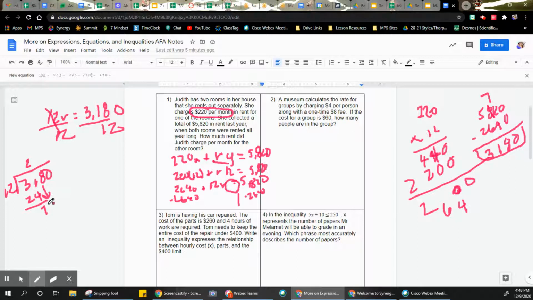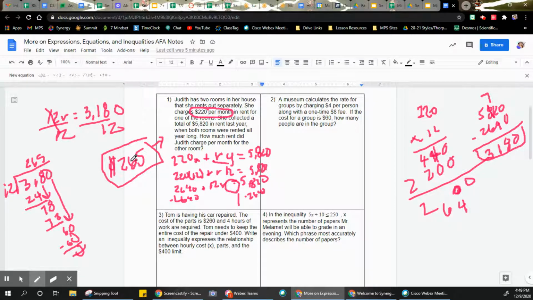Bring my 8 down. 12 is going to go into 78 6 times. 6 times 2 is 12. Carry the 1. 6 times 1 plus 1 is 7, so 72. 78 minus 72 is going to give me 6. Bring the 0 down. 12 goes into 60 5 times. So minus 60 is 0. That means she rented the other room out for $265 a month. So the answer to number 1 is $265.